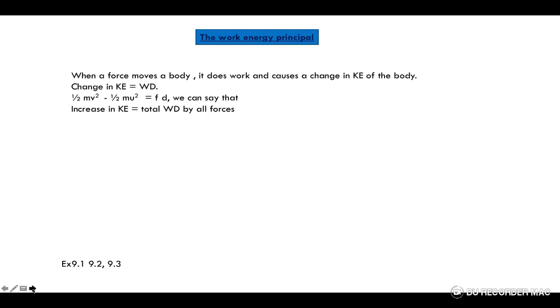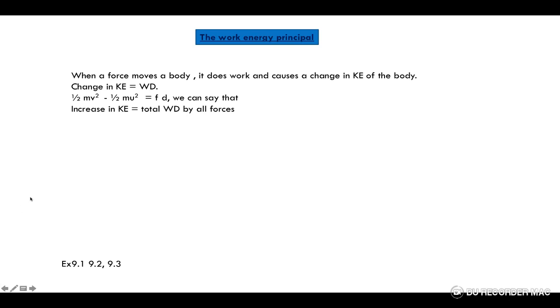Dear students, today we will learn about the work energy principle. It states that when a force moves a body, it does work and causes a change in kinetic energy of the body. So we can say that change in kinetic energy is work done.